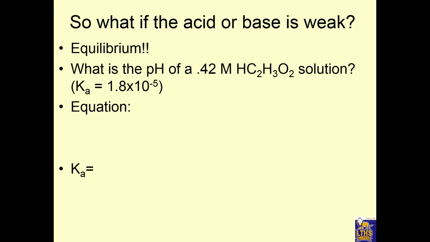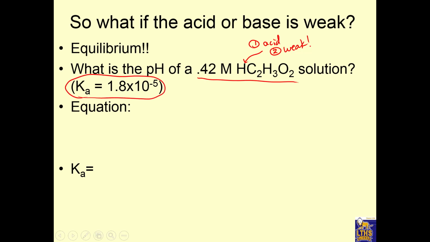Okay, now, that's for strong. You just take the concentration and you use it, or you find H+ from a base and then you use that. If you have a weak acid or base, it's at equilibrium. So you have 0.42 molar HC2H3O2, so it's an acid, and it's weak, right? So that means not all of this breaks apart, okay? So we have to know an equilibrium constant.